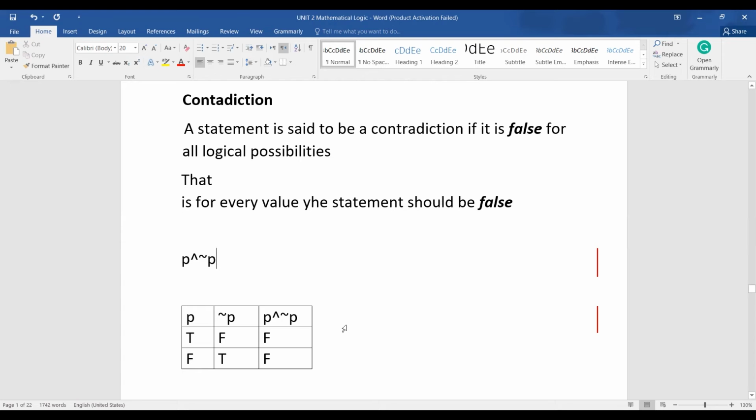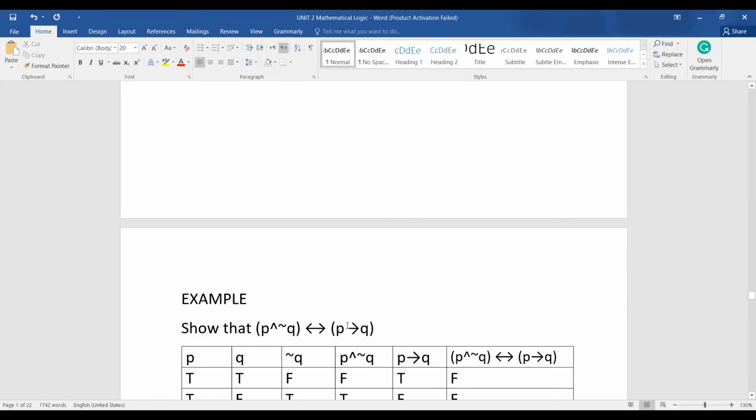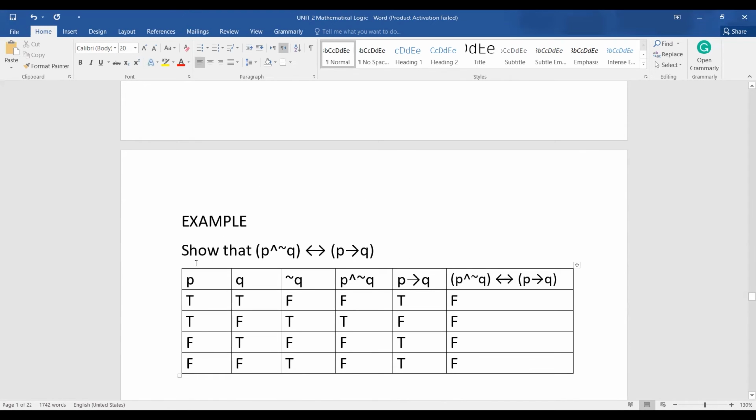Clear? Okay. We need to show that P and negation Q is biconditional P if then Q. We need to show that it is a contradiction, which means the last column should all be false.